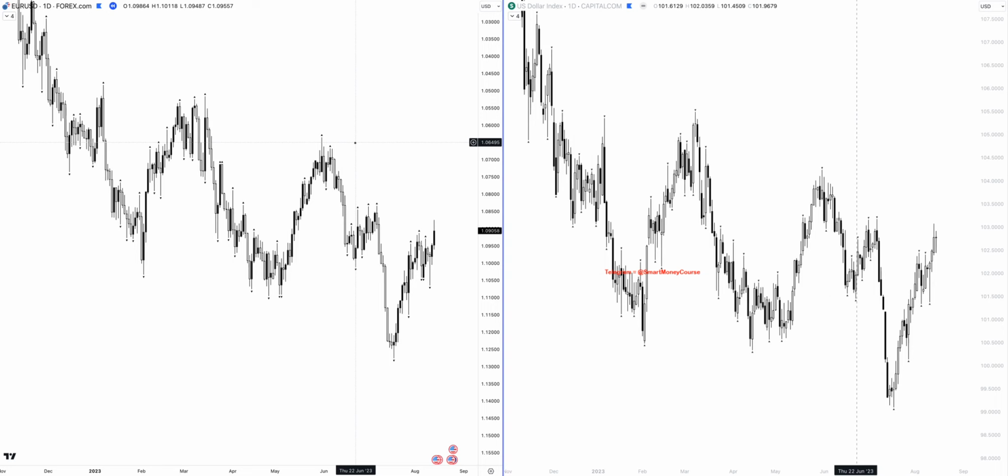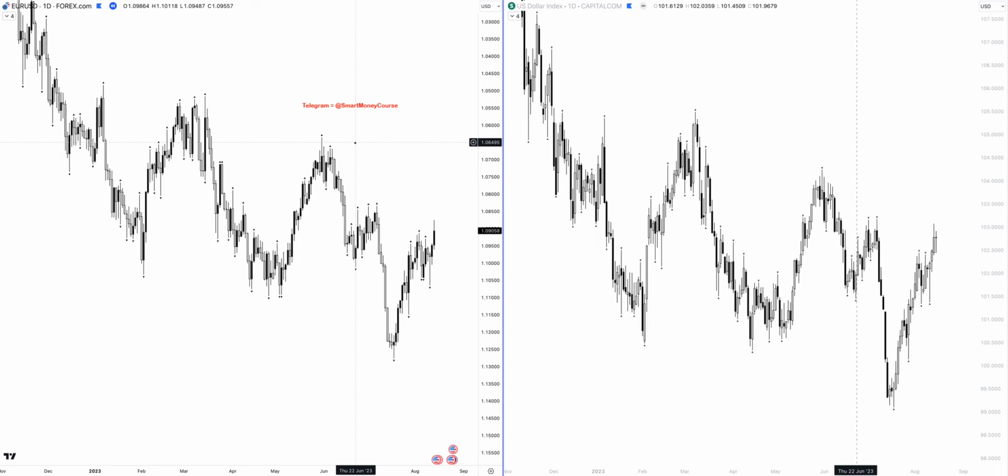So what is the DXY? Essentially, like I said, it is a measure of the strength of the US dollar. It is an index, so it's relative to a basket of foreign currencies. Those other currencies that it is compared to, that it's weighted against, are the euro, the yen, the sterling, the CAD, the Swedish krona, and the CHF, the Swiss franc.